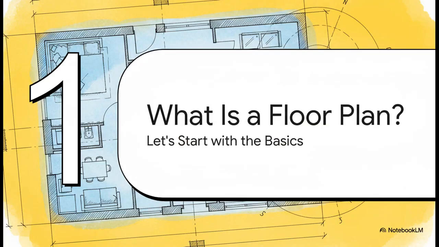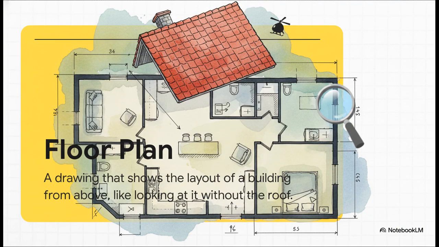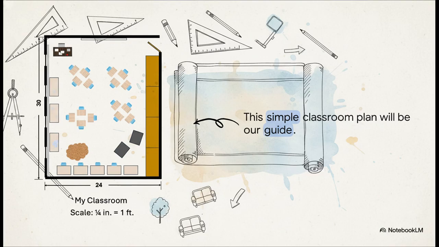Okay, first things first, we need to be on the same page about what we're even looking at. So what exactly is a floor plan? At its heart, a floor plan is just a drawing of a building's layout from a bird's eye view. Just imagine you could lift the roof clean off a house. That top-down view of all the rooms, the walls, the furniture, yep, that's your floor plan. And to make things super easy, we're going to use this simple classroom layout as our guide. So forget about those complicated professional drawings for a minute. We're going to learn all the fundamentals right here with this nice, clean, simple example.